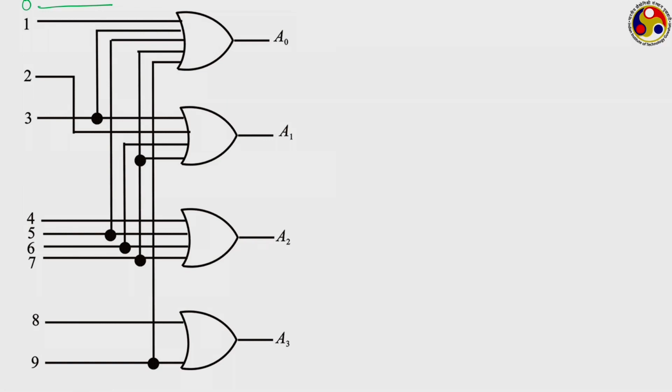Let me first explain the output side. A0 to A3 refer to the 4 bits. A0 is the least significant bit, A3 is the most significant bit. In other words, A0 corresponds to the 2 to the power 0 level, A1 to the 2 to the power 1 level, A2 to the 2 to the power 2 level, and A3 to the 2 to the power 3 level.